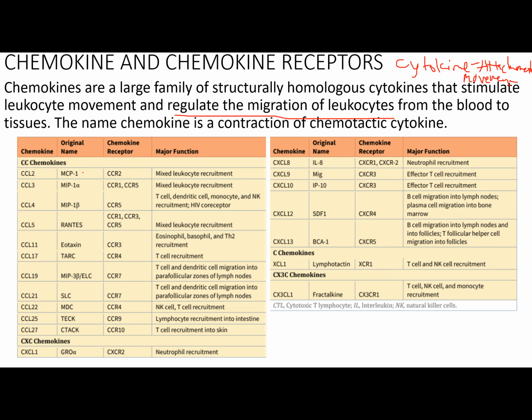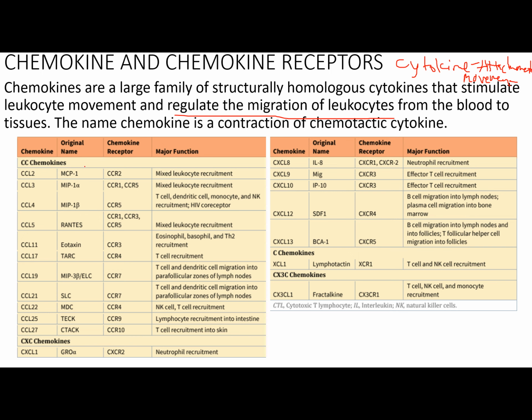Then we have your CCL21. Yung original name niya class is SLC. Chemokine receptor CCR7. T cell and dendritic cell migration into parafollicular zones of lymph node. Then we have yung CCL22. Original name niya is MDC. Chemokine receptor is CCR4. Function is for NK cell, T cell recruitment.